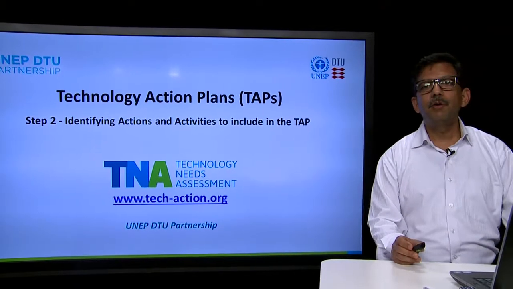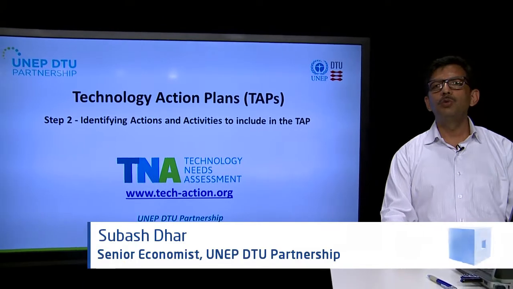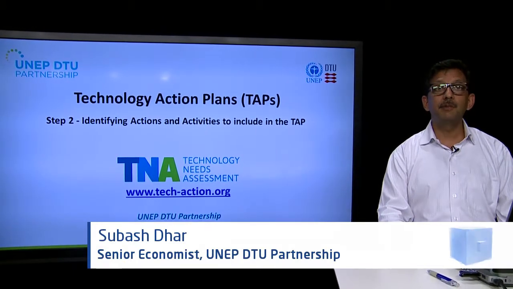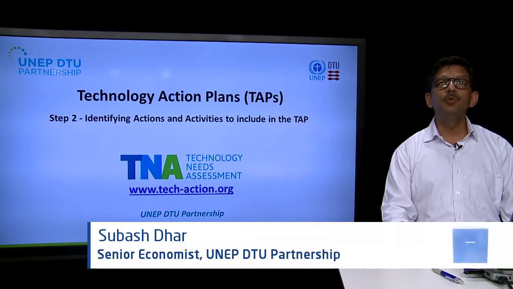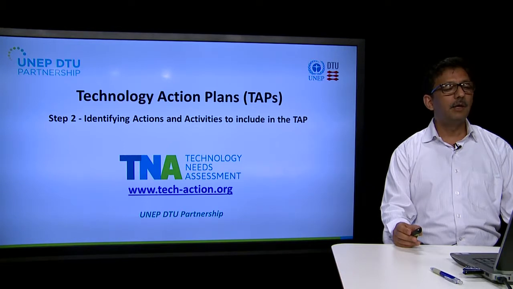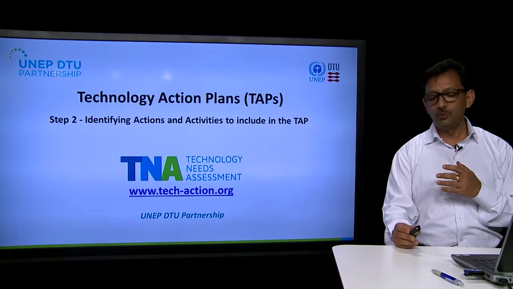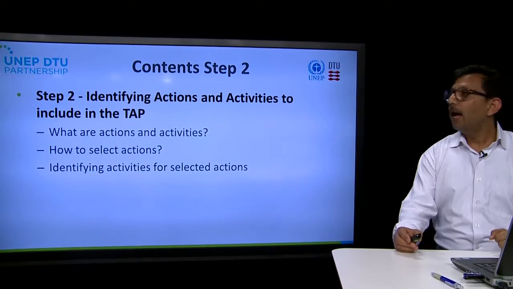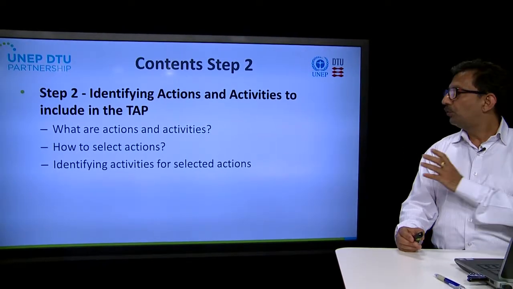Welcome back. We have already gone through the technology action plan and also how to put the ambition for the technology action plans. Now this particular presentation is on step 2 of how to prepare a technology action plan, and it essentially looks at how to identify the actions and activities to include in the technology action plans. And we have divided this presentation into 3 parts.